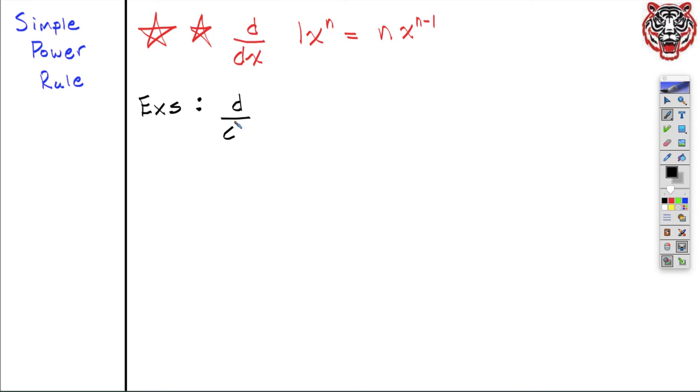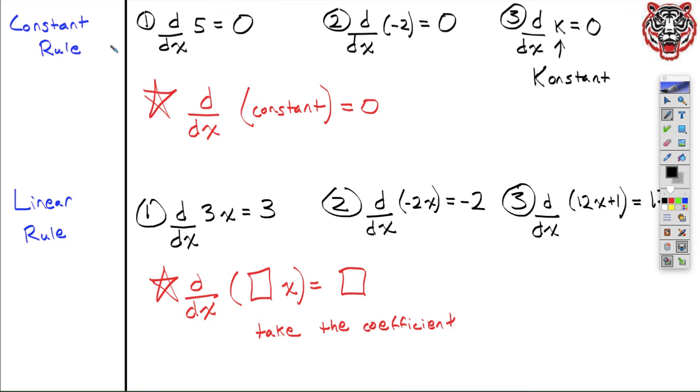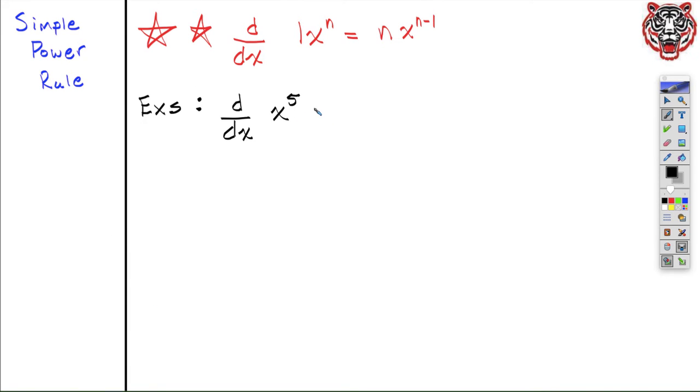So let's take the derivative with respect to x of x to the power of 5. And this is a little bit weird, right? We did something with x to the power of 0 right here, something with the power of 1. Now we're jumping all the way up to the power of 5. How do I do this?